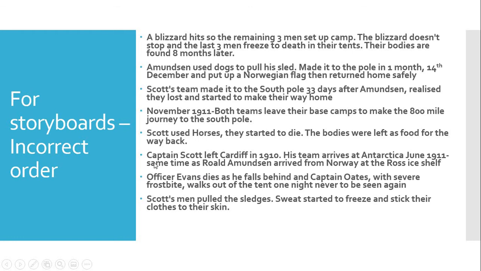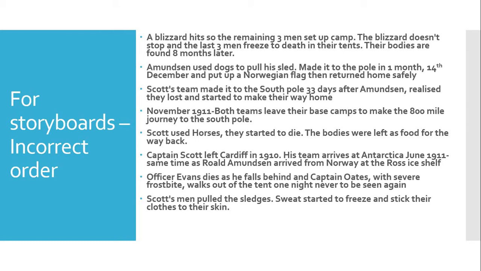Captain Scott left Cardiff in 1910. His team arrives at Antarctica June 1911, the same time as Roald Amundsen arrived from Norway at the Ross Ice Shelf. Next, Officer Evans dies as he falls behind, and Captain Oates, with severe frostbite, a condition you can get when in the freezing climate of Antarctica, he walks out the tent one night and he is never seen again. And then next, Scott's men pulled the sledges. Sweat started to freeze and stick their clothes to their skin due to the horrible conditions.